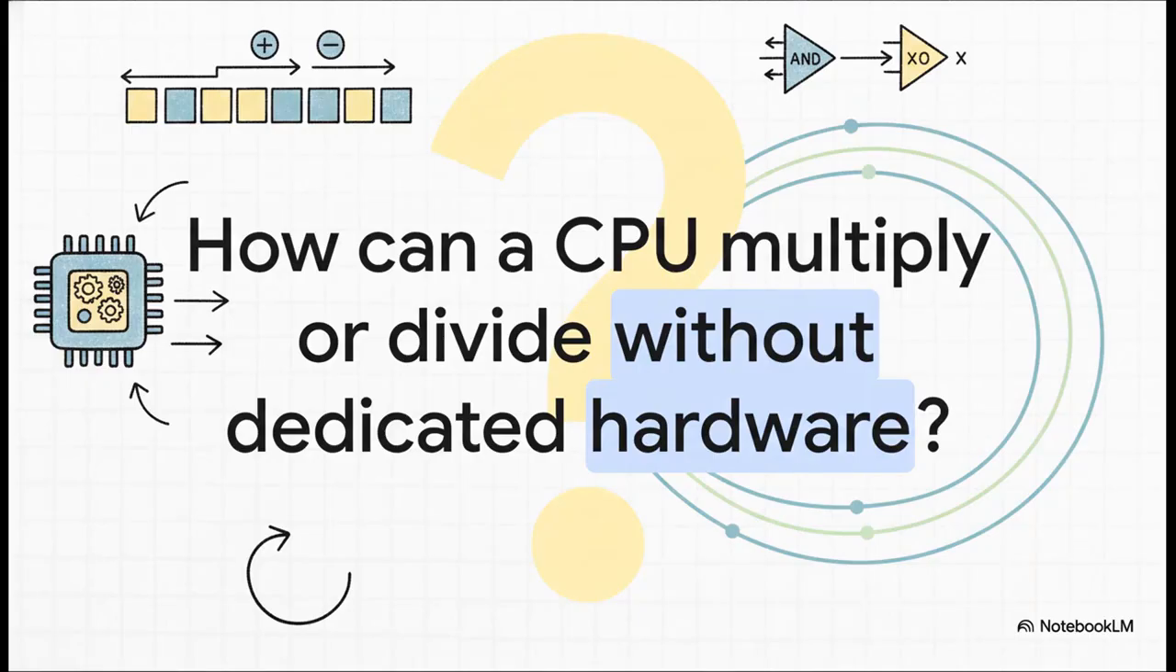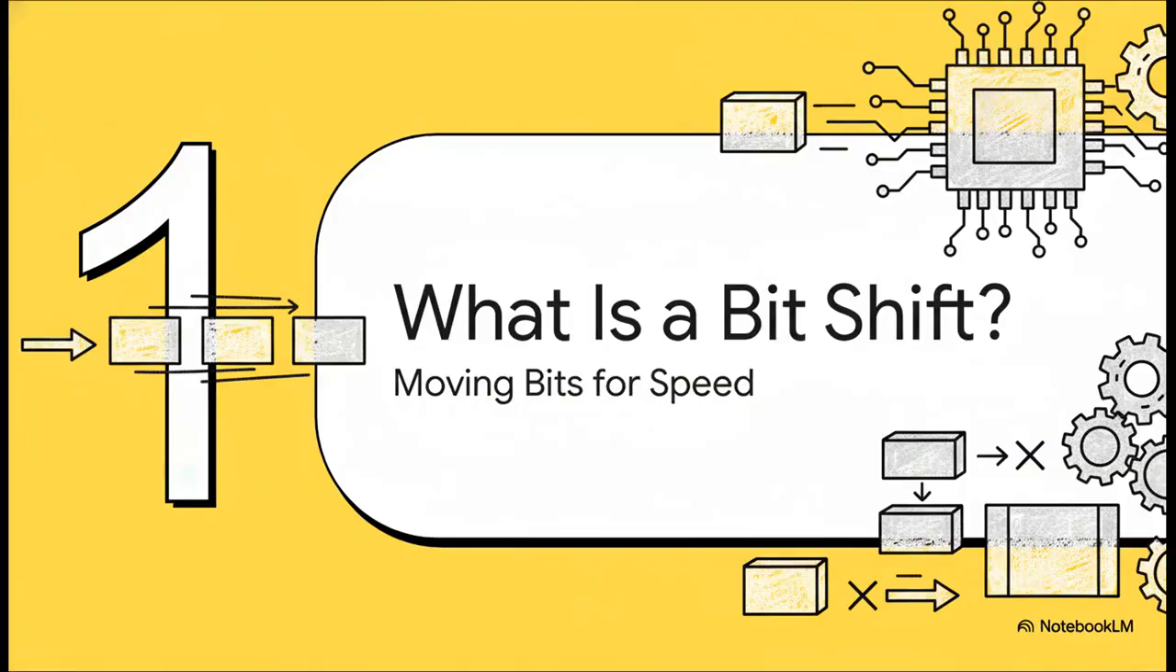So let's start with a little bit of a puzzle. How can a CPU possibly multiply or divide a number without ever touching its multiplication or division circuits? I know, it sounds kind of like a magic trick, but the answer is this beautifully elegant principle that's right at the heart of how computers actually work. And that solution is an operation we call a bit shift.